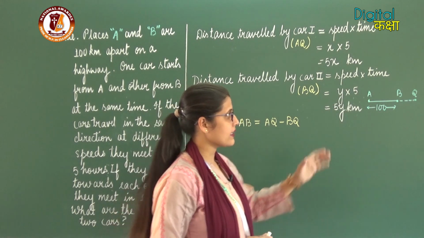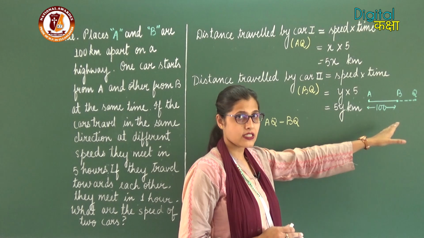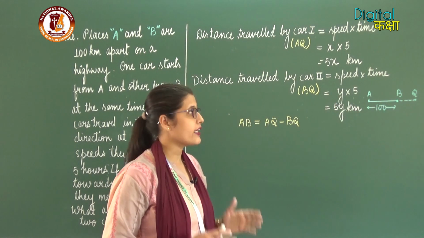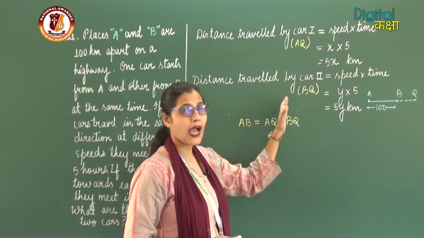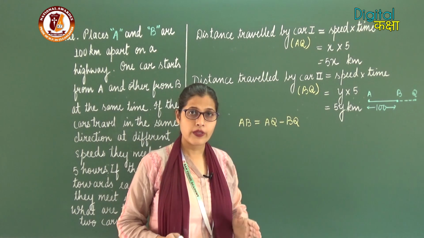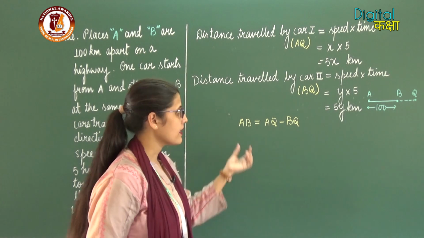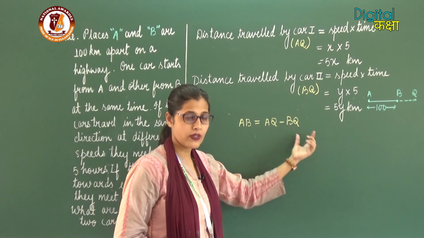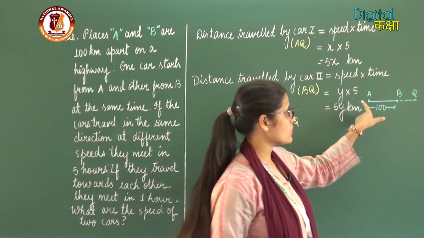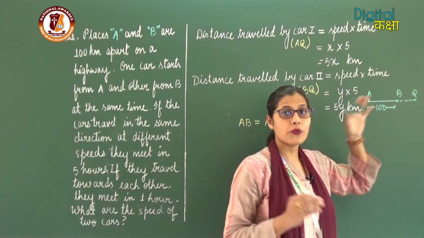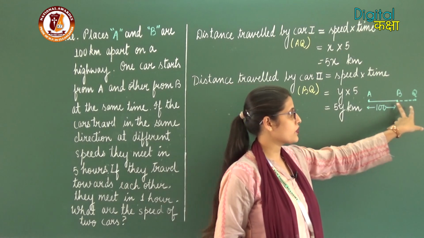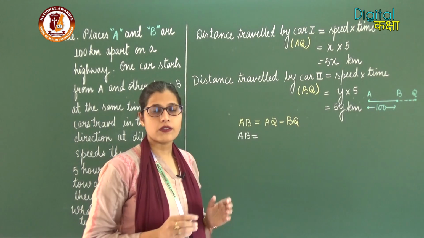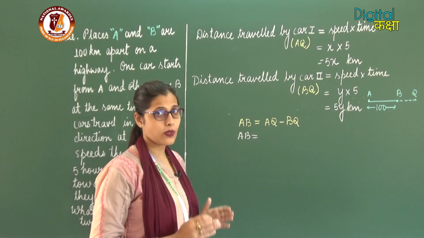As you can see in the given diagram, the distance AB you can write in terms of AQ and BQ. So, it will be written as AB equals AQ minus BQ. That means from the total distance AQ, if you subtract the distance BQ, you will get the distance AB. Now, let us substitute the values.